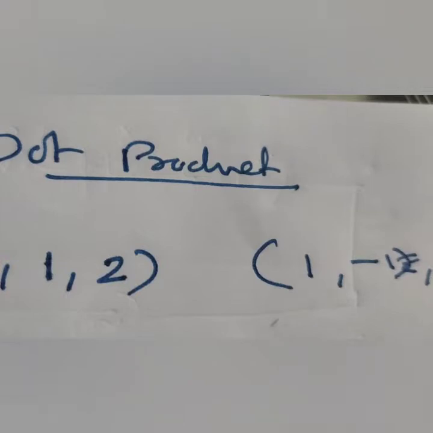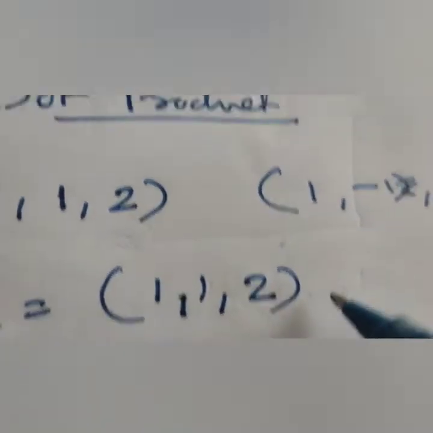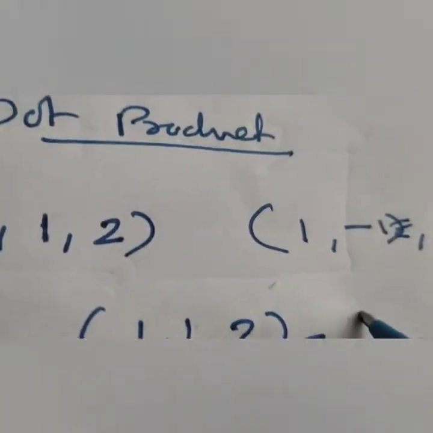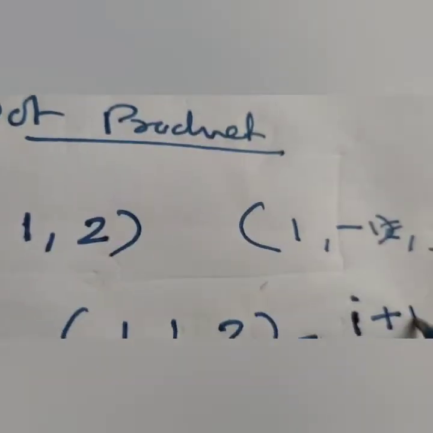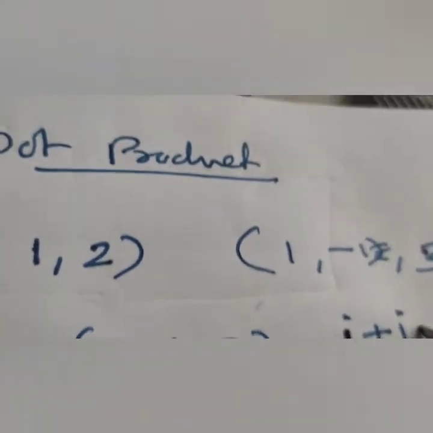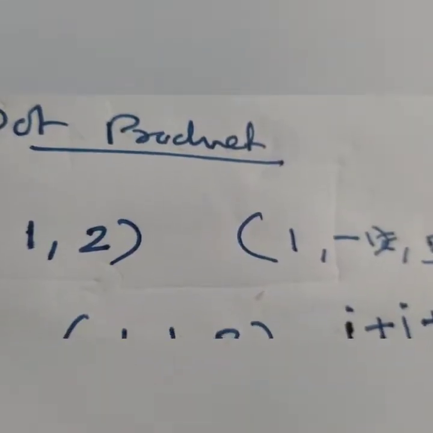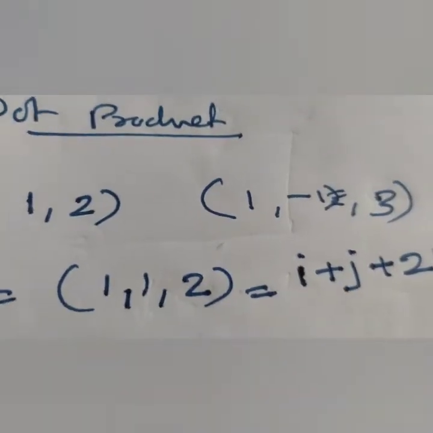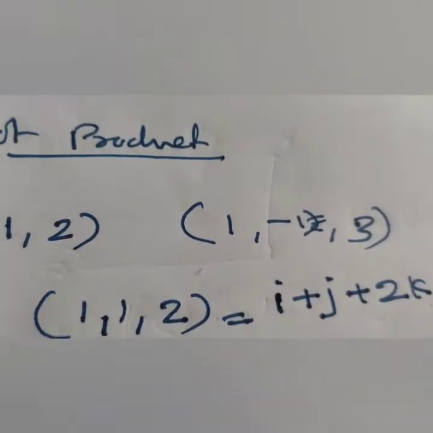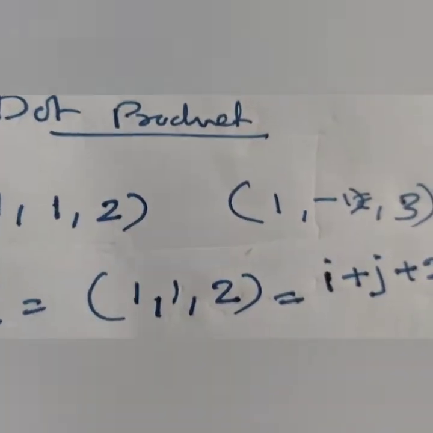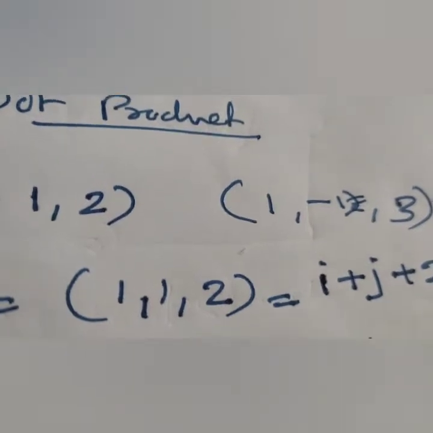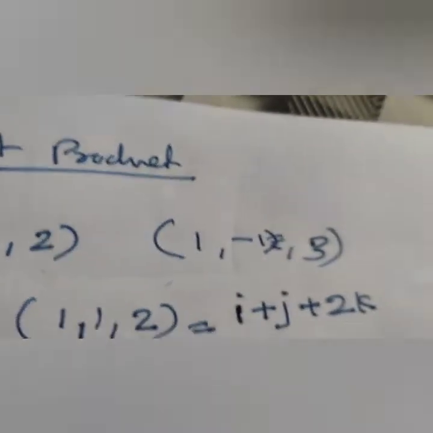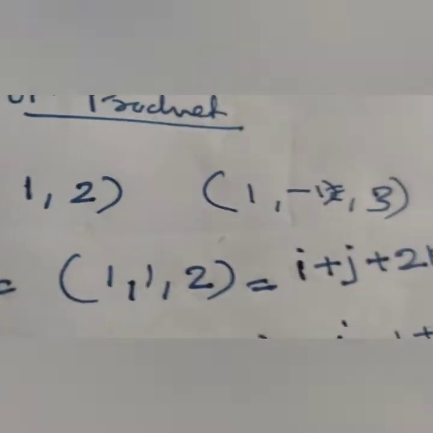So we know it is a combination of unit vectors. So you can write A as I plus J plus 2K. And B is equal to 1, minus 1, 3, which you can take as I minus J plus 3K.